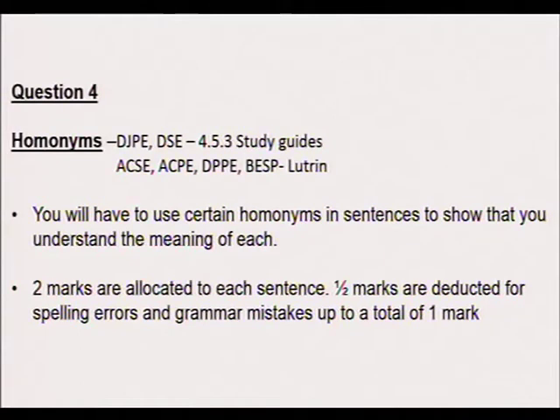Question 4 in the assignment. The homonyms. DJPE and DSE will find the answer for these questions in your study guide, Unit 4, 4.5.3. Students in ACSE, ACPE, DPPE, BSPE will find the answer in Lutheran. You will have to use certain homonyms in sentences to show that you understand the meaning of each homonym. Please note that you have to make a sentence with these homonyms.